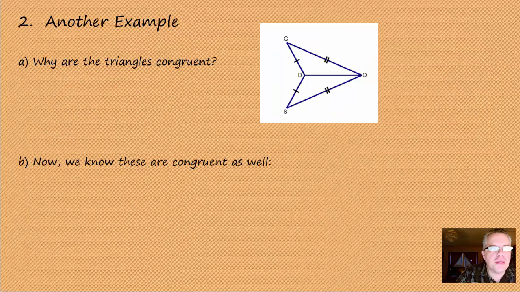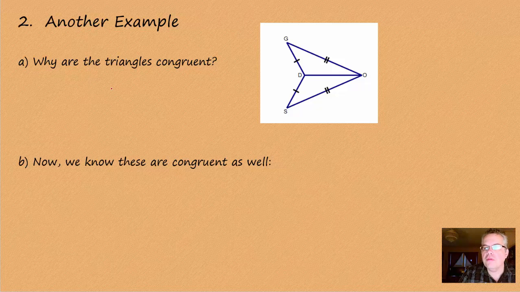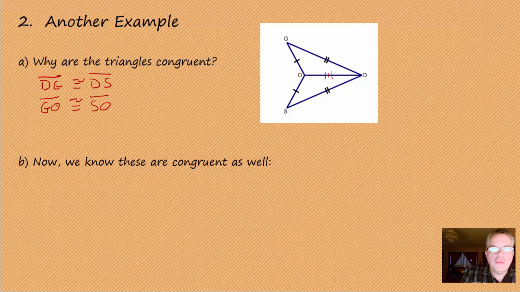Okay, so we found three things we didn't know. Here's another little example for us. The first question again is, why can we conclude these two triangles are congruent? Well, I have two pairs of matching sides. Those two match, these two match, and also they share this side. So we know that DG and DS are congruent, and GO and SO, both of those were given. Like I said, this is not a two-column proof, just stating why. And then we have DO is congruent to itself.